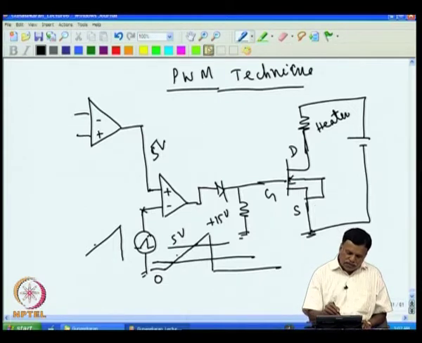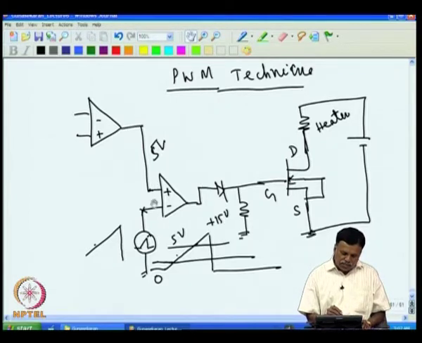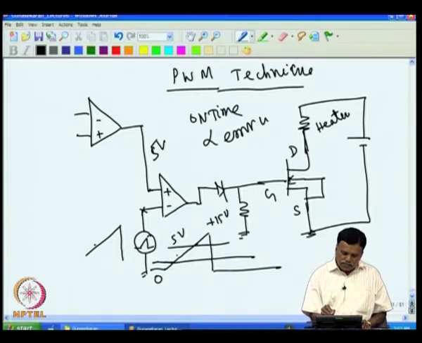Suppose the error voltage is 10, then the output will be minus only when the sawtooth reaches 10 volt. The output will initially be plus, because this is higher than the sawtooth, which starts from 0. Only when the sawtooth goes above the error voltage will the output turn negative and switch off. So the on time is proportional to the error voltage in this arrangement.